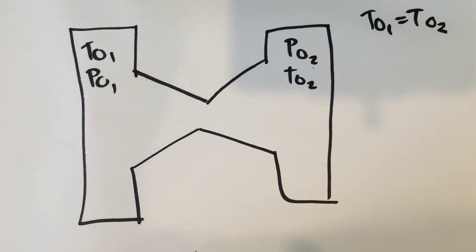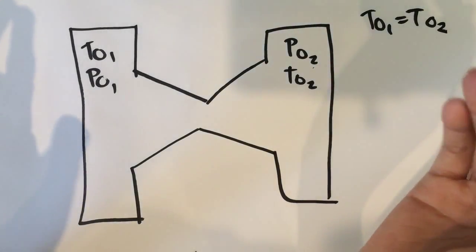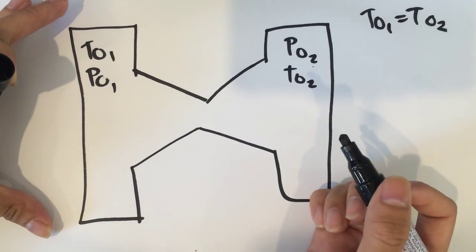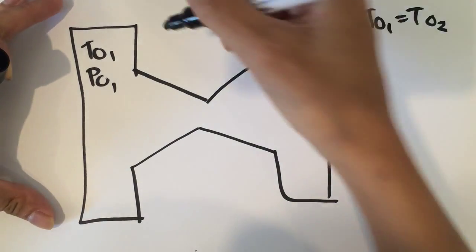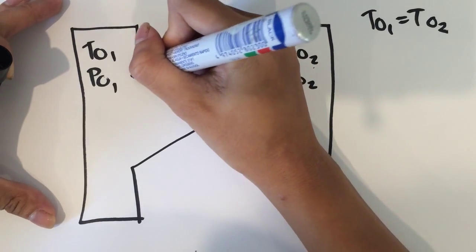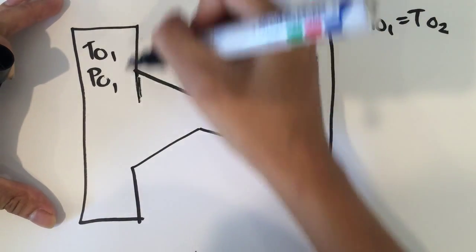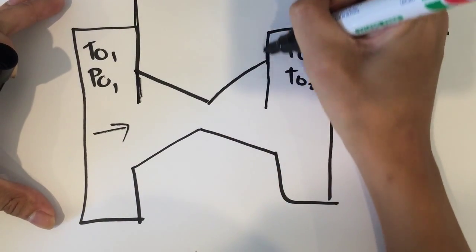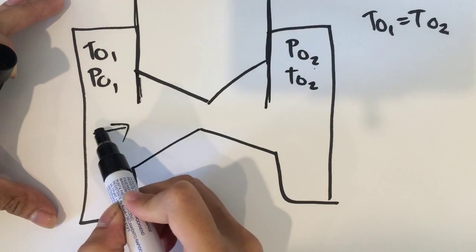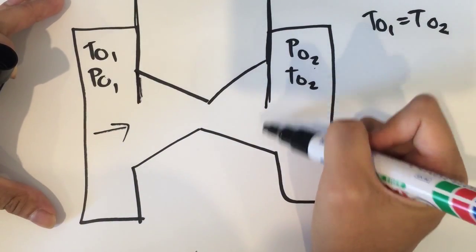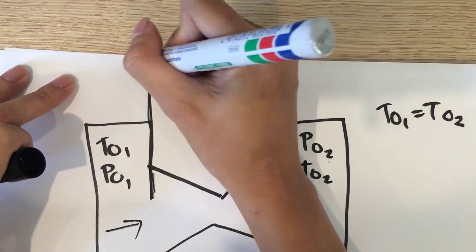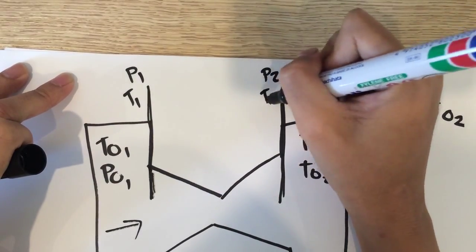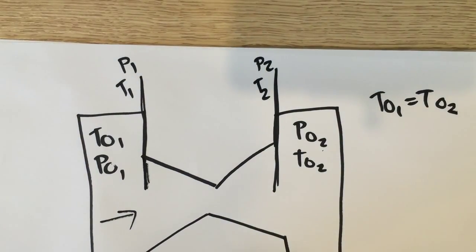Now, usually when calculating or analysing ducts like this, it will ask you to find the entry and exit variables. Your entry is this portion of the duct. If fluid is flowing this way, this here will be your entry, and this here will be your exit, because you're entering the duct here and exiting the duct here. So this is where you would find your P1, T1 and P2, T2.